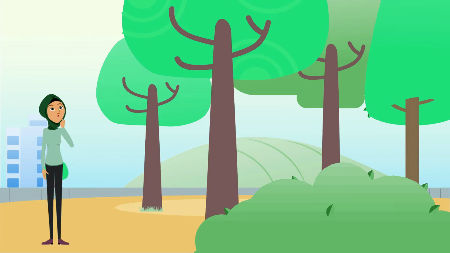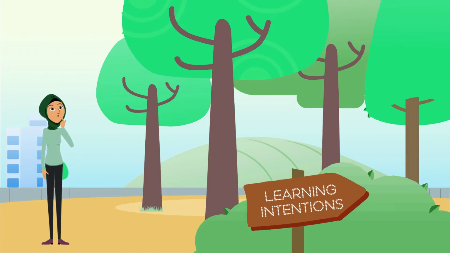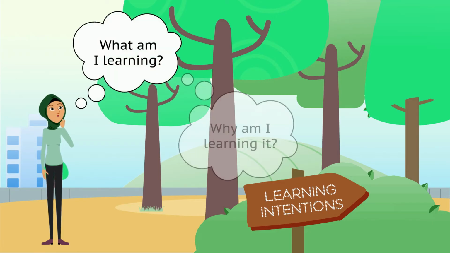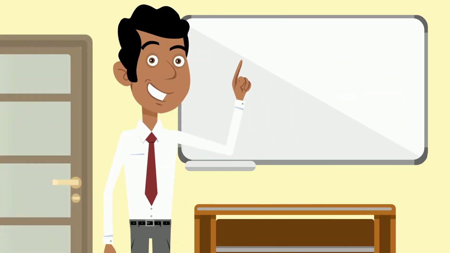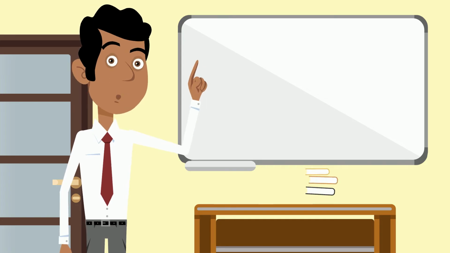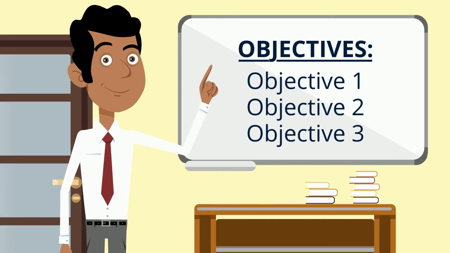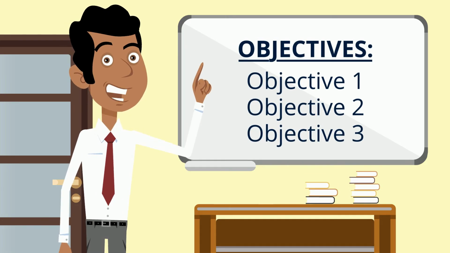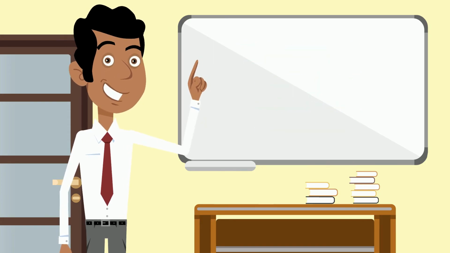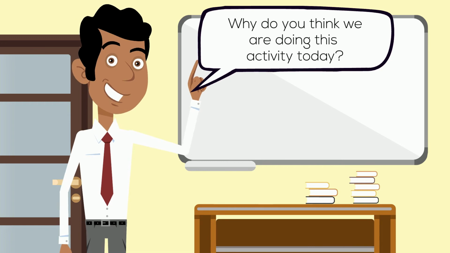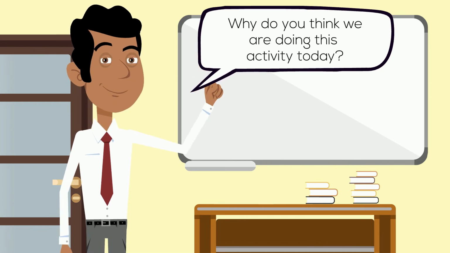In assessment for learning, teachers also provide clear learning intentions. These help learners understand what they are learning, why they are learning it, and how to improve, showing them where to go next. Learning intentions can be set formally by giving students clear written objectives, or they can be set informally, for example by asking questions such as, "Why do you think we are doing this activity?"